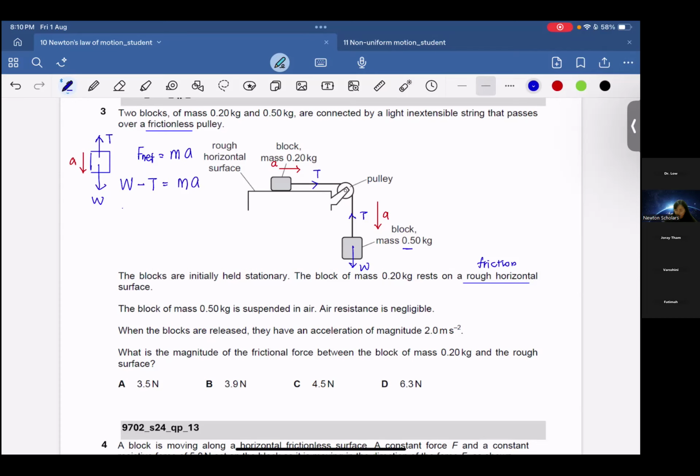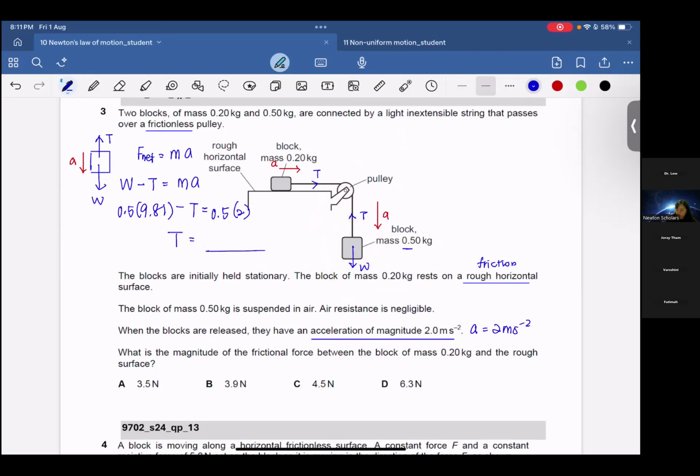So W equals to mg. So we're using 0.5 times 9.81. Tension, we don't know, we just leave it here. Because now I'm calculating this part, I divided it into 2 parts. I'm using this part, so the mass M will be 0.5. Then the question tells us that acceleration is 2 meters per second squared. So I just substitute in. From here, we can calculate the tension.